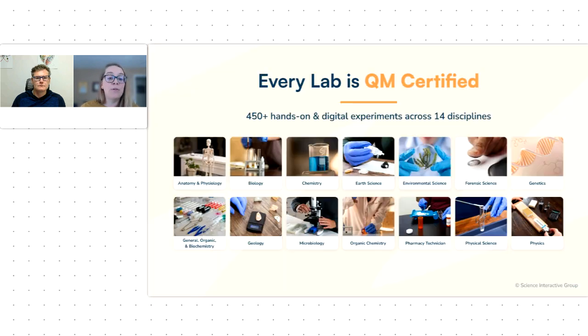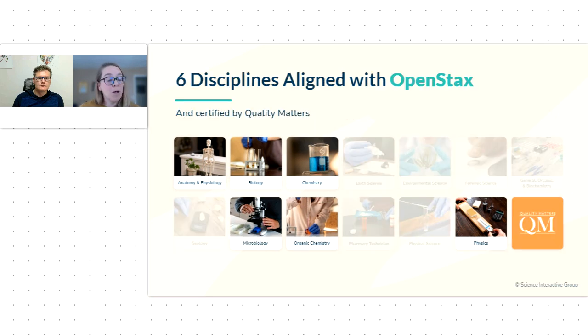We work with over 1,000 institutions and support 14 different disciplines, ranging from non-majors courses like geology and forensics, up to majors-based courses like anatomy and physiology and microbiology. And of the disciplines that we support, every single one is Quality Matters certified and 6 align with OpenStax textbooks.